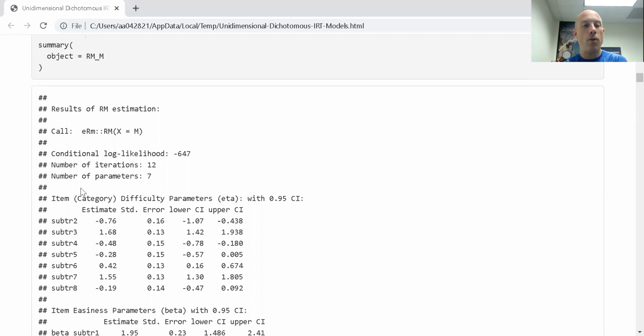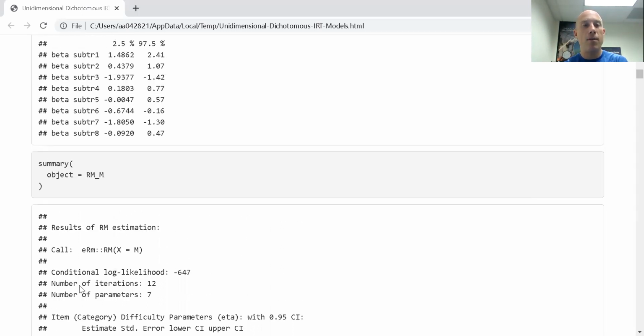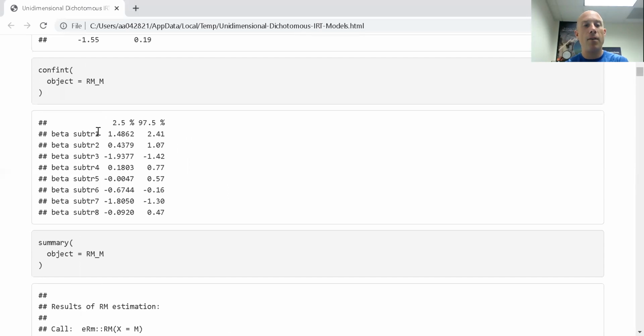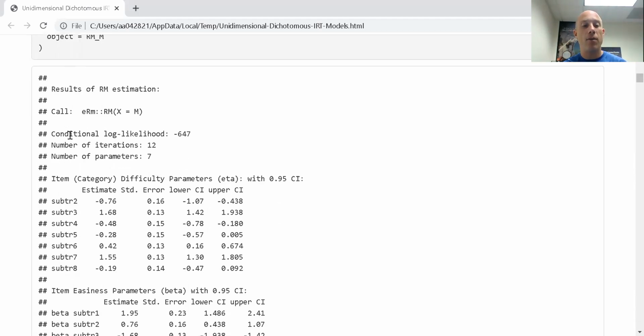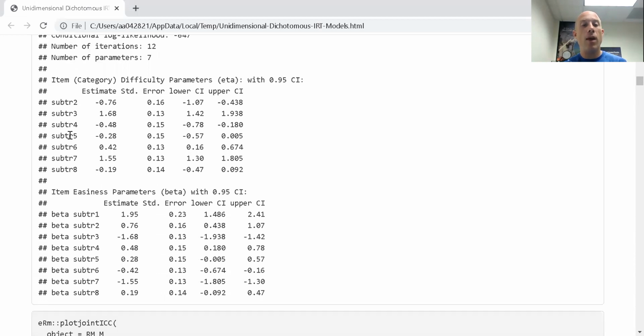Now you'll notice 2, 3, 4, 5, 6, 7, 8, but I'm missing a 1. Why is that? Well, the 1 is the reference level, so we're not getting a confidence interval off of that. We do get an item easiness though. So this is the difficulty parameters and item easiness.